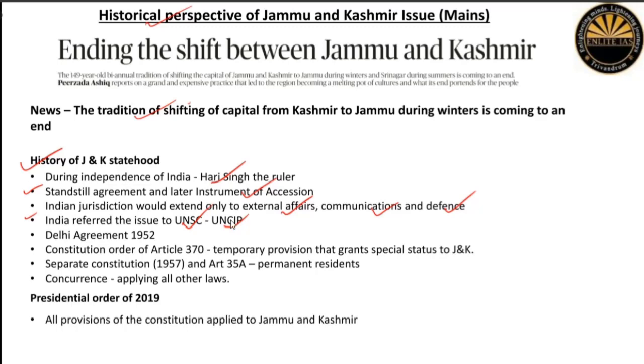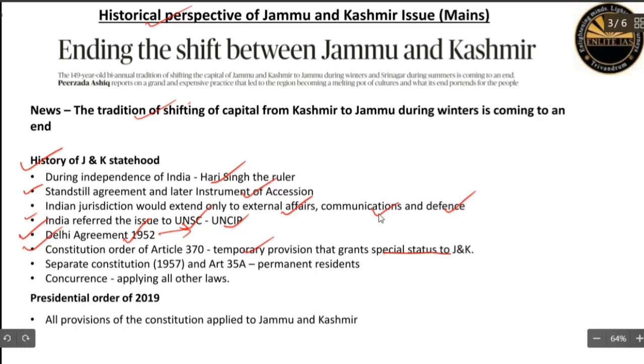However, this could not be implemented as Pakistan never withdrew from POK, and meanwhile, a government came into being in Jammu and Kashmir after elections, which signed the Delhi Agreement of 1952, whereby Jammu and Kashmir became a state of India. However, as part of the Delhi Agreement of 1952, the Indian President passed a constitutional order of Article 370.